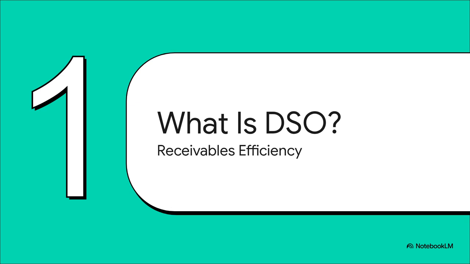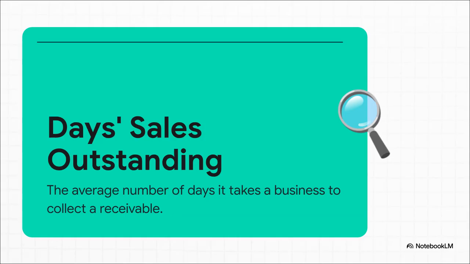What is DSO? The basics of receivables efficiency. Now, whether your exam prompt calls it days sales outstanding or the average collection period, please don't panic. They are exactly the same thing. This metric simply measures the average number of days it takes a business to actually collect a receivable. In plain English, after a company makes a sale on credit, how many days literally tick by on the calendar before that cash actually hits their bank account? It's just a pure measure of collection efficiency.